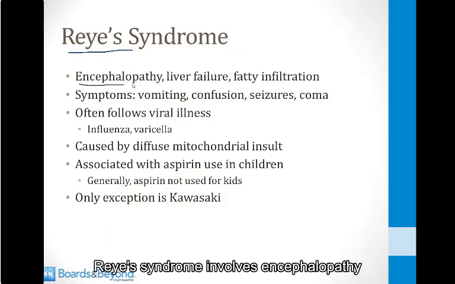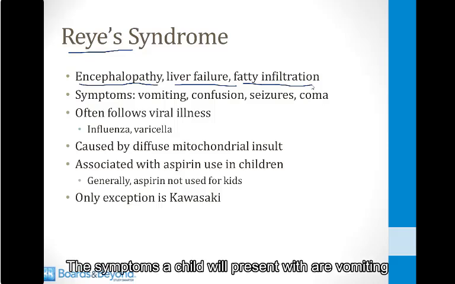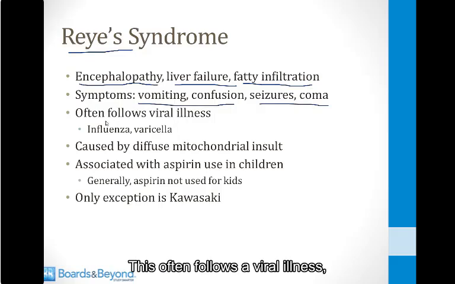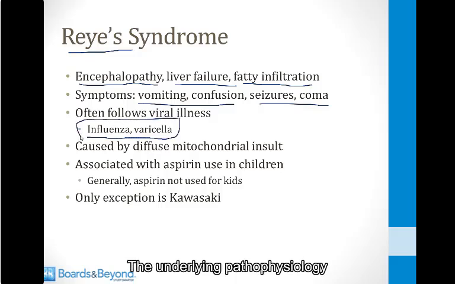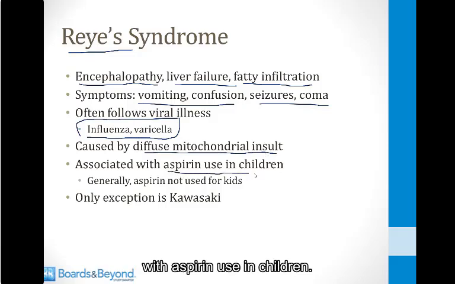Reye syndrome involves encephalopathy and liver failure and fatty infiltration of the liver. The symptoms a child will present with are vomiting and confusion and seizures and coma. This often follows a viral illness, especially influenza or varicella. The underlying pathophysiology is diffuse mitochondrial insult. And importantly, this syndrome is associated with aspirin use in children.